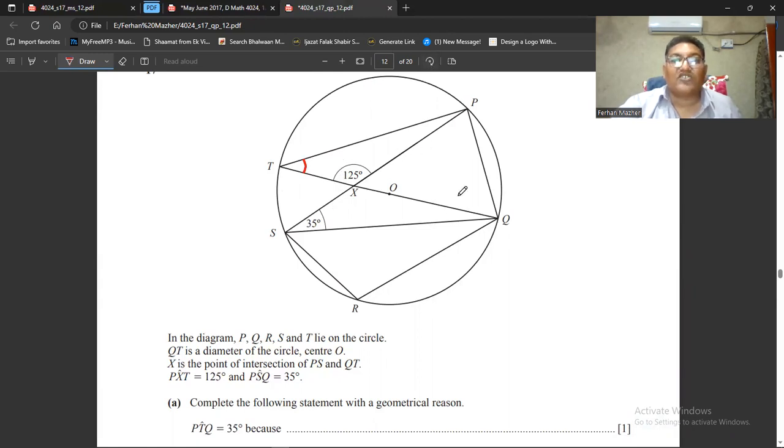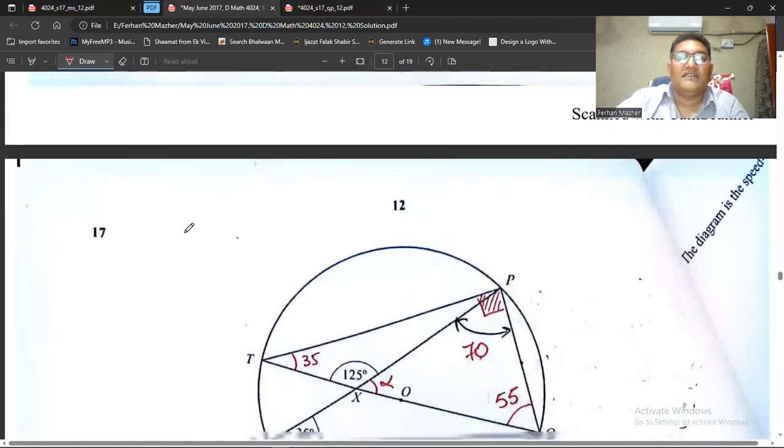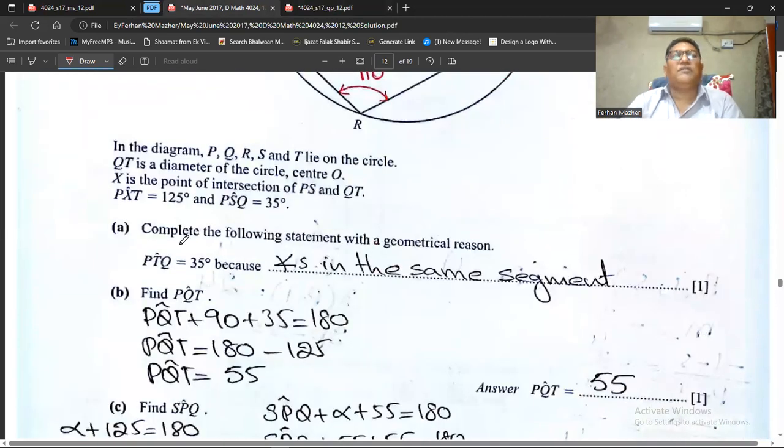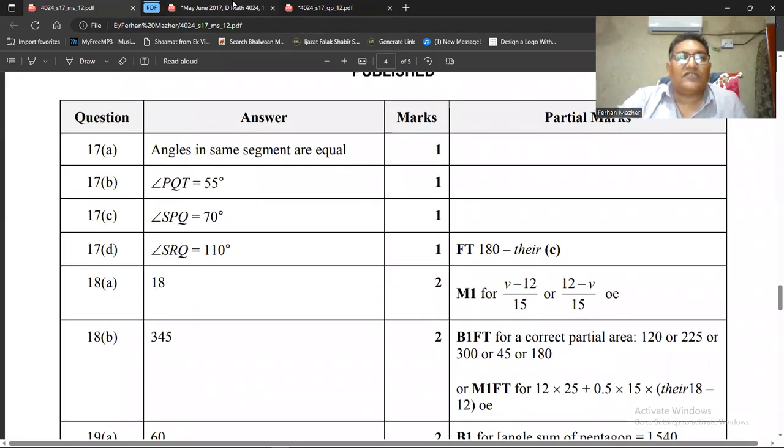So if you look at this chord PQ, the chord PQ goes to the circumference at T and the chord PQ goes to the circumference at point S. So the angles PSQ and PTQ are equal to each other. The reason is that they are angles in the same segment. So here we go. PTQ is equal to 35 because they are angles in the same segment. Very simple, straightforward reason.